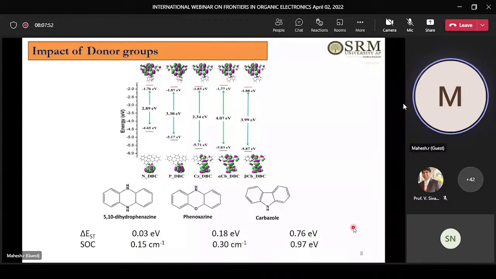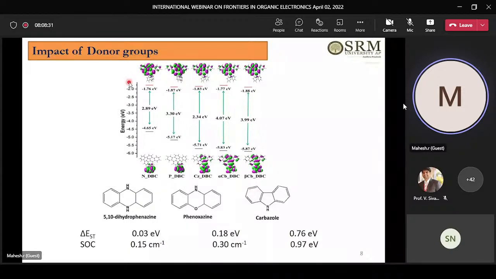As the strength of the donor is decreasing, the HOMO-LUMO gap is also increasing. But an important fact that we also observed is that in the case of phenazine and phenoxazine based donors, you can see a clear separation between the HOMO and LUMO wave function delocalization. In order to achieve a small delta EST gap, we should avoid the HOMO-LUMO overlap. So a larger separation between HOMO and LUMO results in a smaller delta EST.